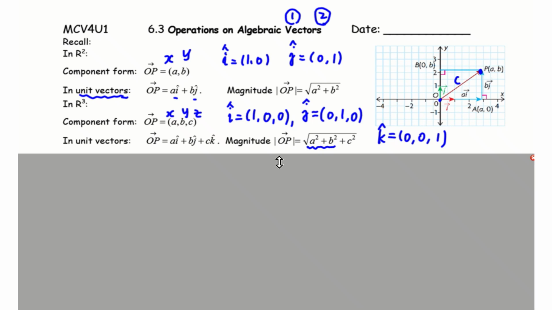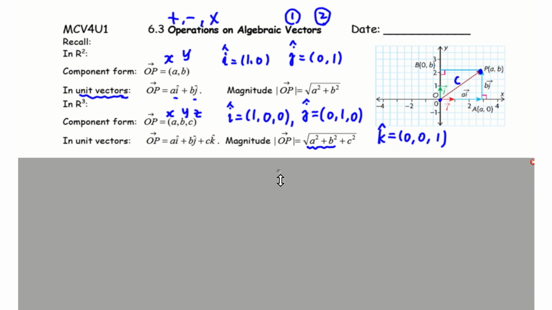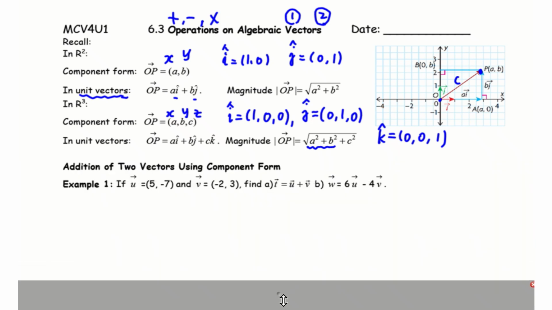So this is what we have covered, and in this lesson we are going to do operations on algebraic vectors. Operation means adding, subtracting, and multiplying. We are going to do it in our next 2 lessons. We are focusing on adding, subtracting, and multiplying, and we only do the scalar, so a number times a vector, not vectors times vectors. Then we are going to see example 1.